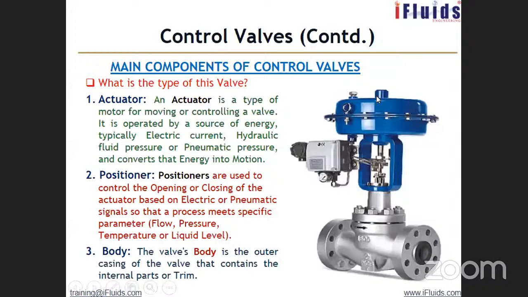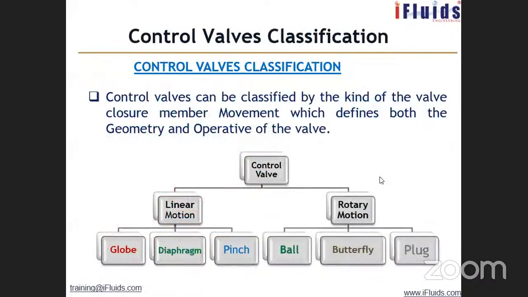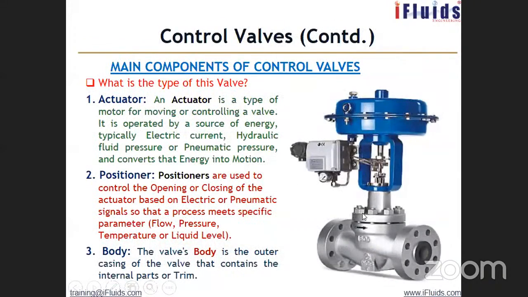Here your instrument air pressure will act on the diaphragm. This is the actuator part. So sometimes you see the valve body is small and the actuator is much bigger, because there is a diaphragm here on which the instrument air will come and compress the diaphragm and make the stem close. This is how the control valve operates.